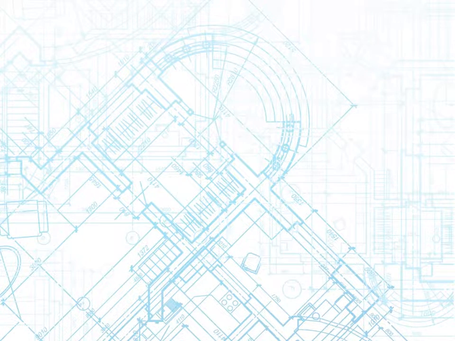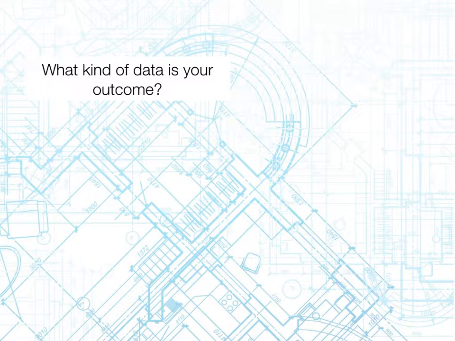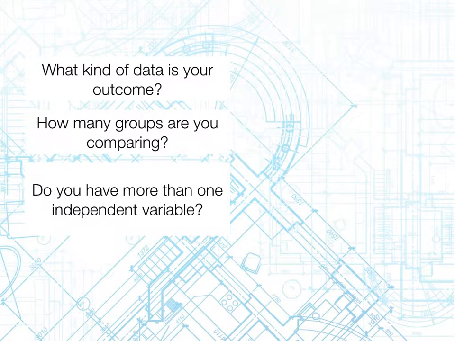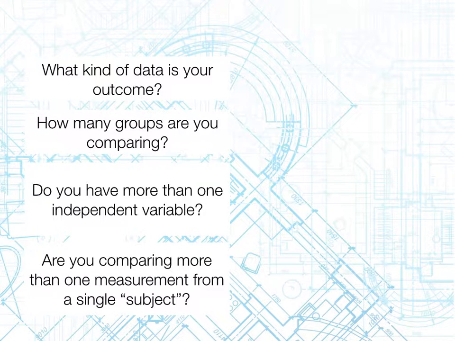Next, we want to ask ourselves some questions. What kind of data is your primary outcome? How many groups are you comparing? Do you have more than one independent variable? Are you comparing more than one measurement from a single subject?